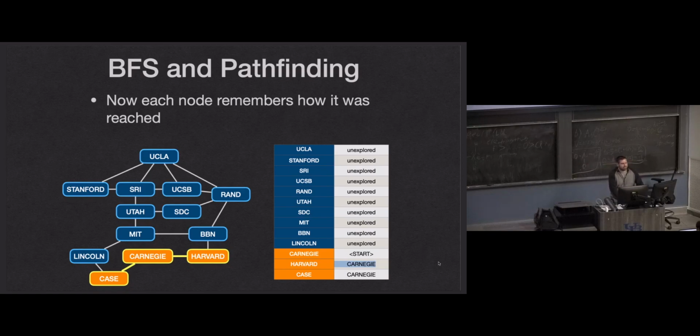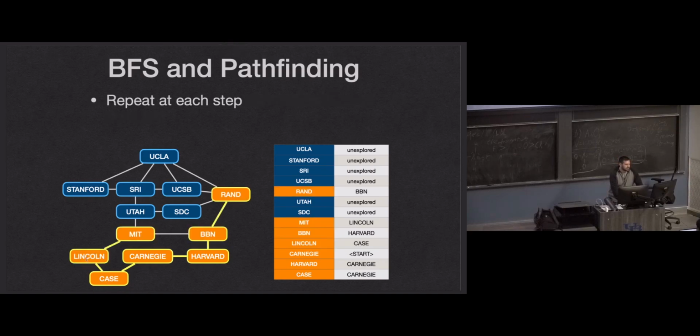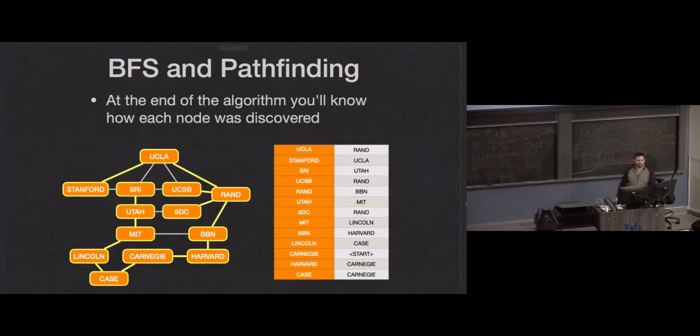And we run through breadth first search the same way. We would have our queue and our explored and our map. Same thing, except we're going to track the node that explored each node. So we run through this. Case discovered Lincoln. So Lincoln was discovered by Case. MIT was discovered by Lincoln. Rand was discovered by BBN. BBN discovered by Harvard, et cetera, et cetera. We'll run through the whole thing and get the same paths that we traversed, but we're going to keep track of different information in our map. Keep track of the node that explored each node. All right, that much sound good?